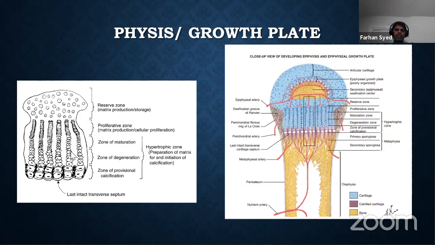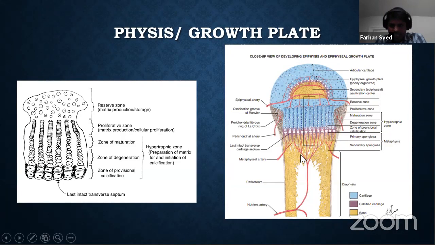The commonly asked questions with regards to the physis are: what is the zone that is involved in storage disorders? It's often the reserve zone that gets involved in lysosomal storage disorders. You may also be asked about fractures. Fractures occur through the zone of provisional calcification, whereas disorders like achondroplasia and gigantism involve the proliferative zone. Again, the picture on your right is for your better understanding of the structure of the physis.